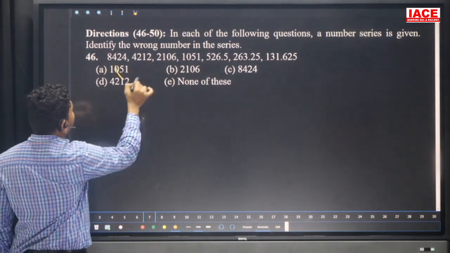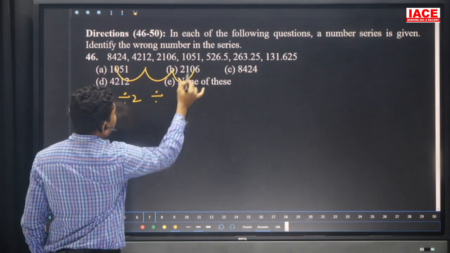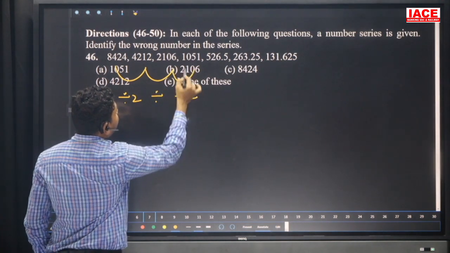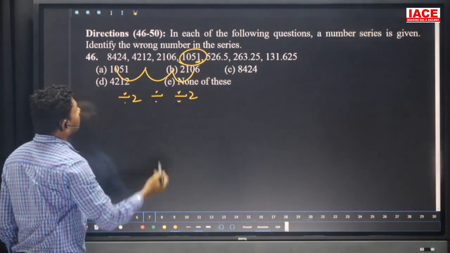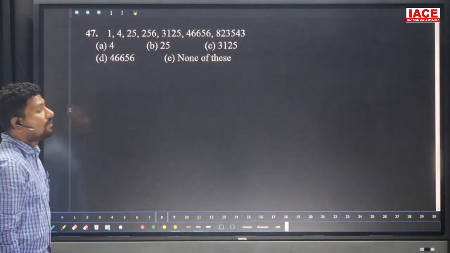Here 8424 divided by 2, and here divided by 2, and here divided by 2. 6 divided by 2 will get 3, but the last digit we are given is 1. The wrong number is 1051. Our option is A. And go for the next question.